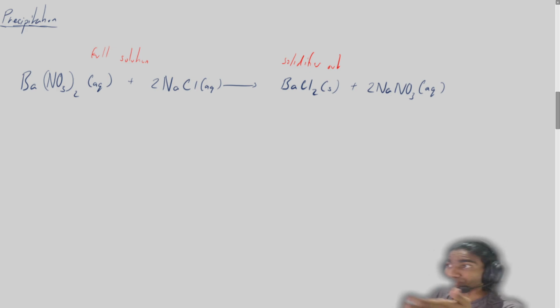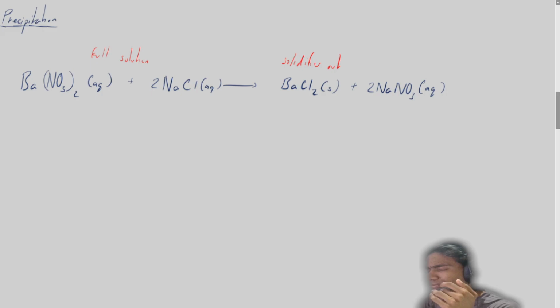But that's an example of another case where the state symbols become important in figuring out whether there is a precipitation reaction happening or not. Okay, but that's the only area that's about intermolecular forces. There's not going to be too much else that we'll go into, like the importance of them in chemistry.